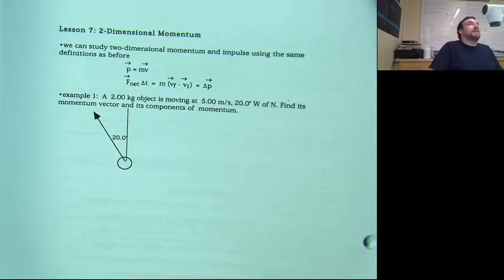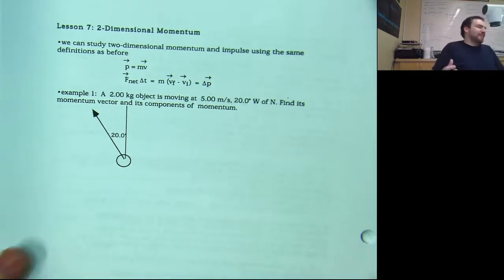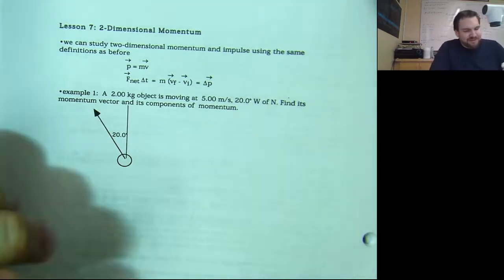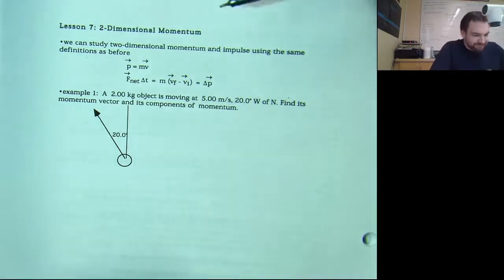Two-dimensional momentum. Nothing here really changes other than the fact that we're going to start adding the vector notation that we used for dynamics to momentum, which might be a big difference. I don't know. We'll see. You tell me how you feel about this at the end.